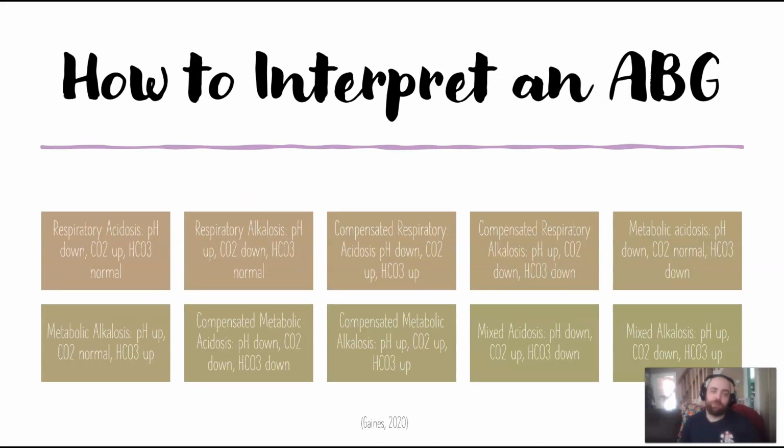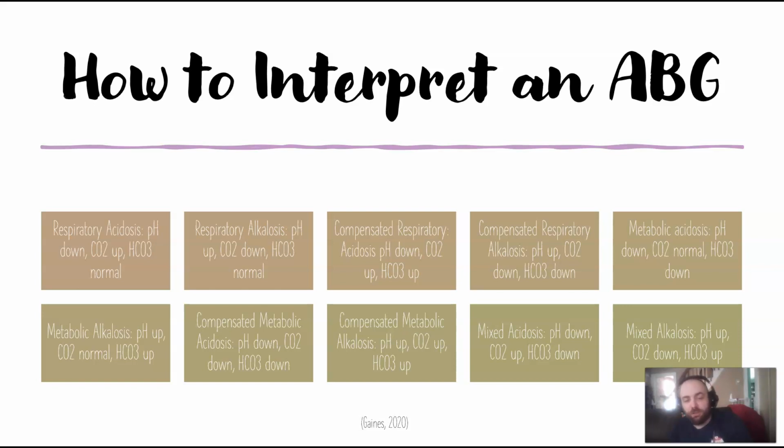So how do we interpret an ABG? There are a whole bunch of different mechanisms, or causes, that an ABG can tell you. Your first one is respiratory acidosis. In a respiratory acidosis, your pH is going to be down, below 7.4. That means your blood is becoming more acidic. Your CO2 levels will be up, and your bicarbonate levels will be normal.